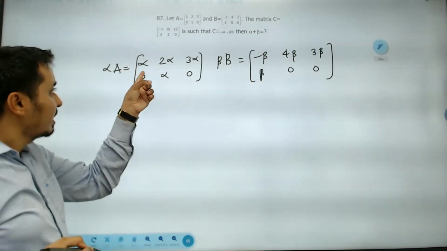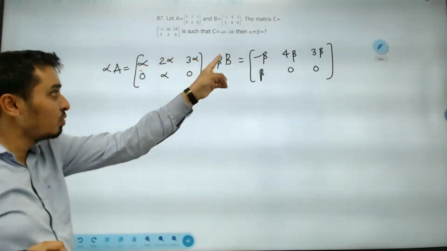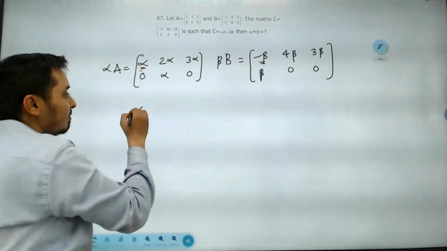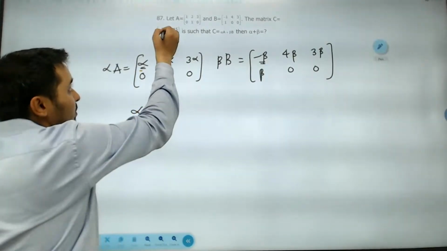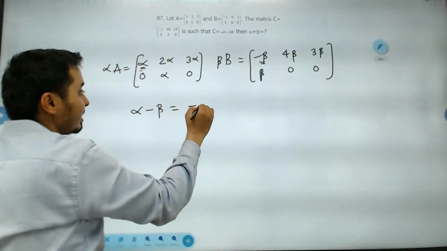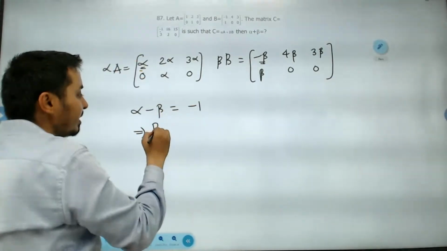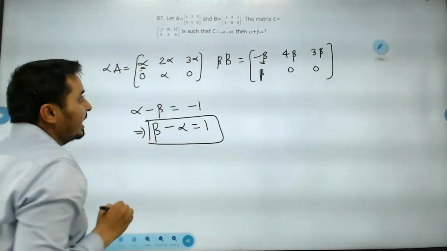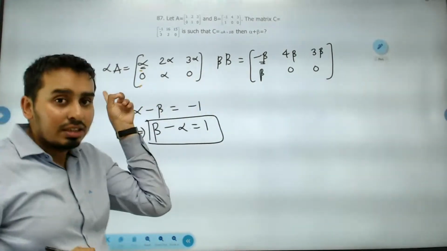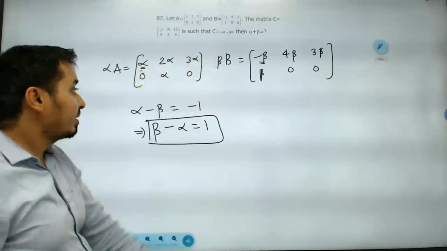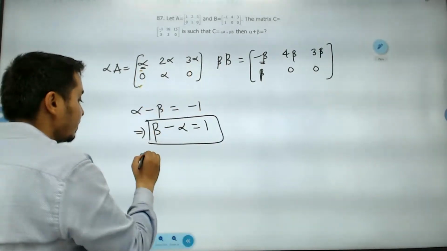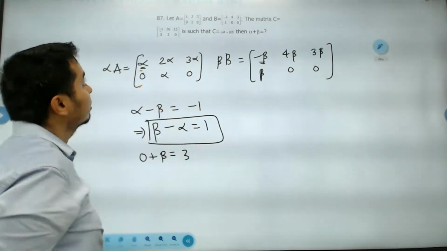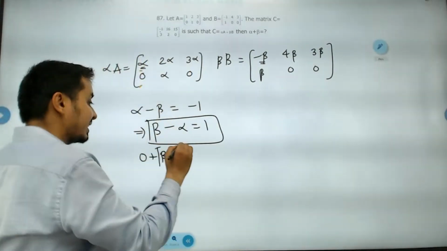So if I add the first row, first column element of both the matrices, I get alpha minus beta, and that should be equal to the first row, first column element of C, which is minus 1. So that gives me beta minus alpha is 1. And if I add the second row, first column element of both matrices, I get 0 plus beta, which is beta, and that should be equal to the second row, first column element of C. So that means beta is 3. We have obtained the value of beta.